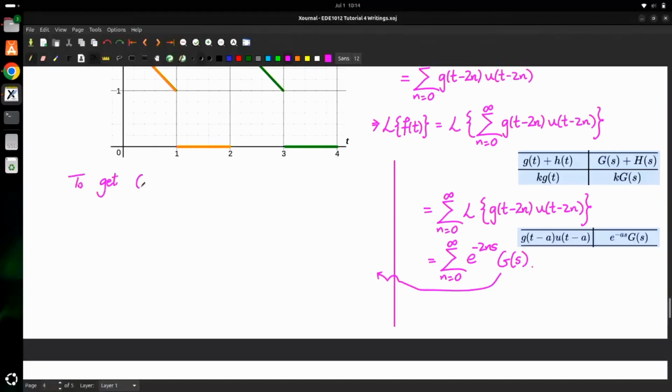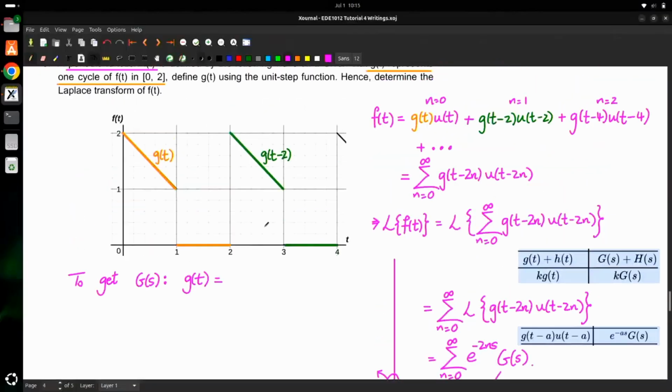To get big G of s, now you have to understand that the small g of t is, so what's the small g of t? Small g of t is just this thing. Look at the gradient, mt plus c. So the gradient is just minus 1. So it's minus t plus 2.